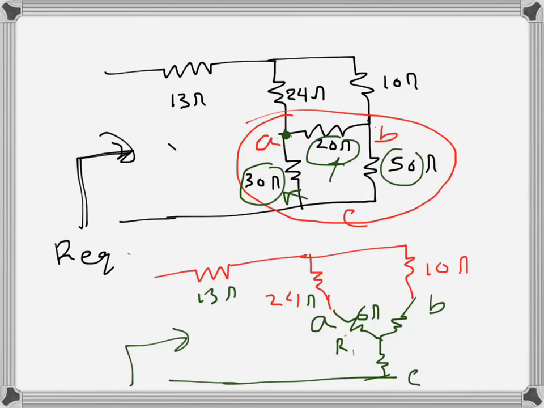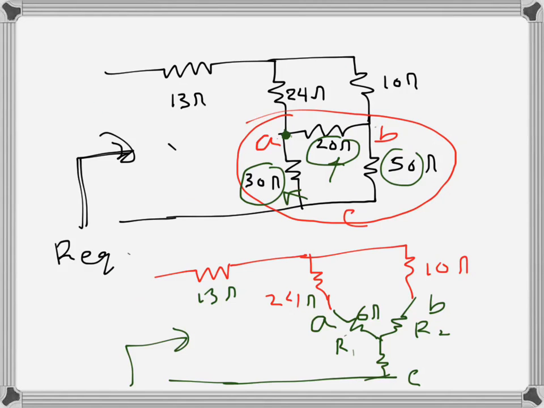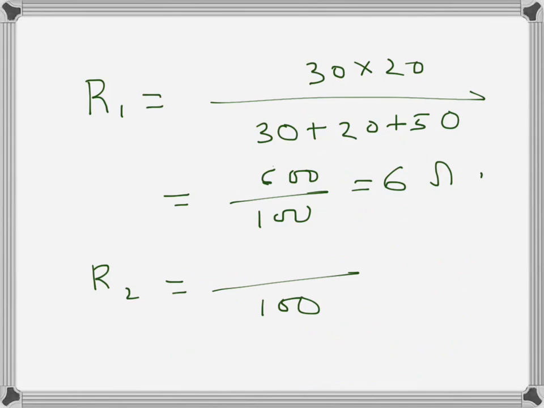Then we want to find what this one is. Let's call it R2. R2 will have 100 in the denominator, the same thing. And since we are looking at this one that is connected to node B, we can see 50 and 20. These two resistances are connected to node B in the delta. So in the equivalent Y, this one will be the multiplication of 50 into 20. So 50 into 20 is 1000, divided by 100, that is 10 ohms.